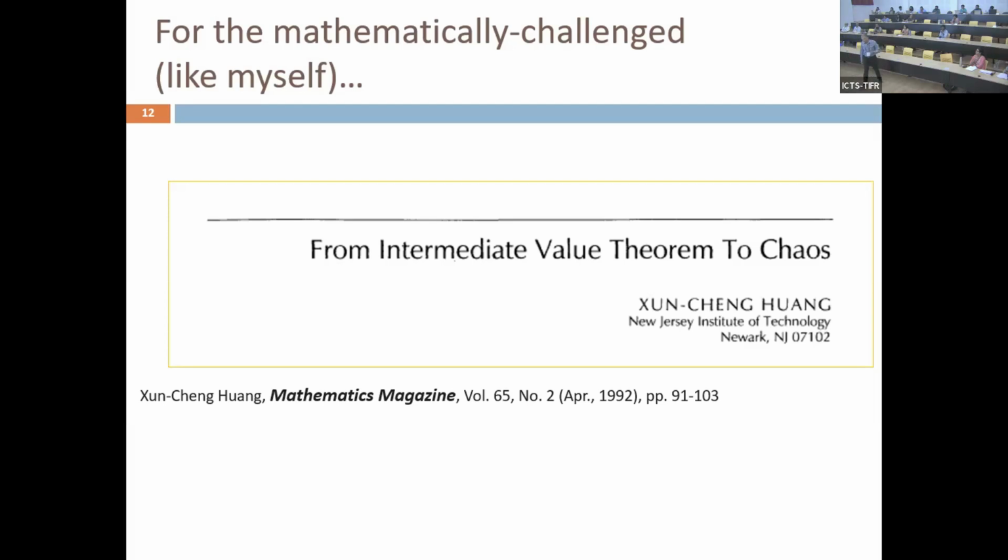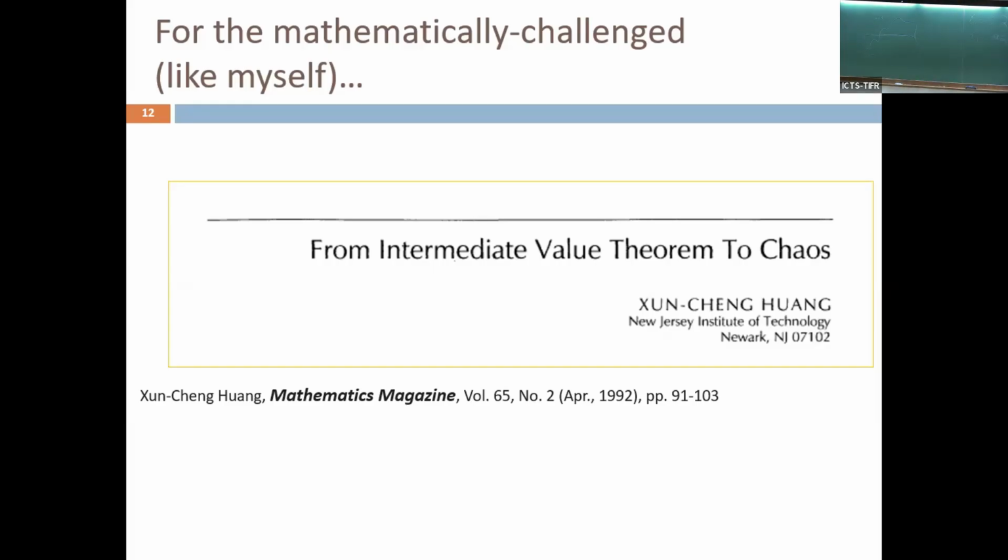It says that you have a function which goes from a negative value to a positive value, and if it's continuous, then it has to cross 0. That's the intermediate value theorem, and you have various versions of this. Now, this paper talks about a proof of all this, and it doesn't use anything more than this.